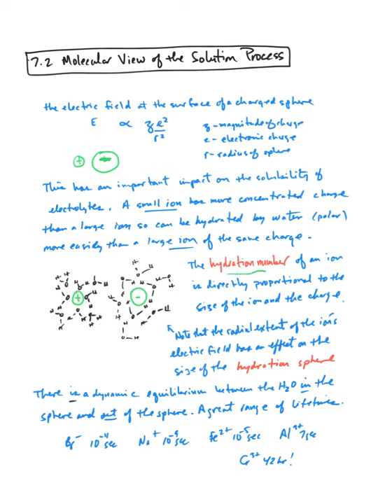There's a term called a hydration number of an ion that's directly proportional to the size of the ion and the charge. So a tiny ion, you can't fit as many waters around it. However, a larger ion with only, in this case, a -1 charge doesn't have the attractiveness of the smaller one because of that density. I say note that the radial extent of the ion's electric field has an effect on the so-called size of the hydration sphere.